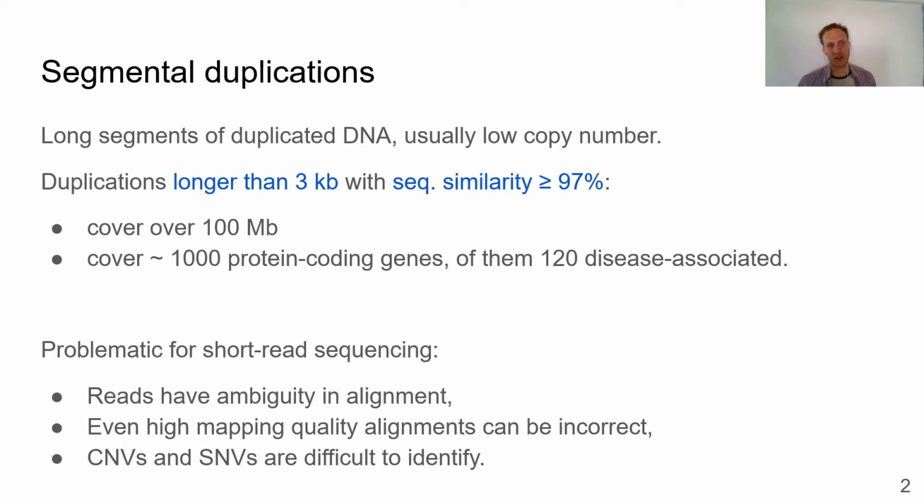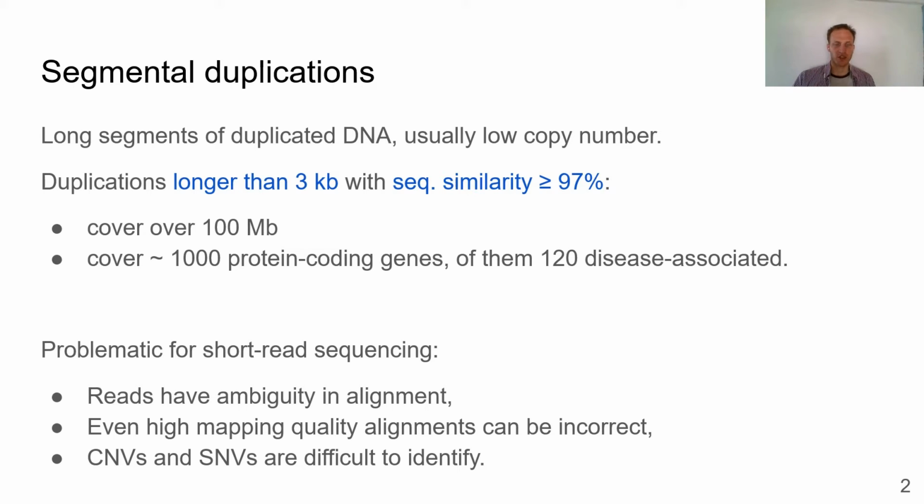The human genome contains a large number of segmental duplications. Segmental duplications come in different sizes. For example, duplications longer than 3 kilobases with sequence similarity over 97% cover over 100 megabases of the human genome and around 1,000 protein coding genes. And 120 of these genes are disease associated.